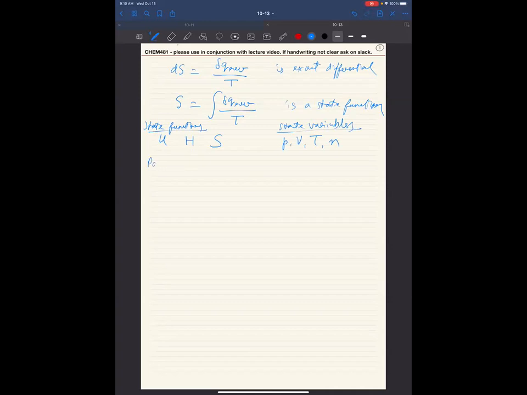And the path functions we have seen so far are Q and W. And as a corollary to this, we also saw that heat capacity can be calculated. Heat capacity at constant pressure and heat capacity at constant volume can be calculated from state functions, even though strictly speaking, heat capacity is capacity of Q, which is a path function, right? Even then it can be calculated from a state function. So this is where we have reached so far.